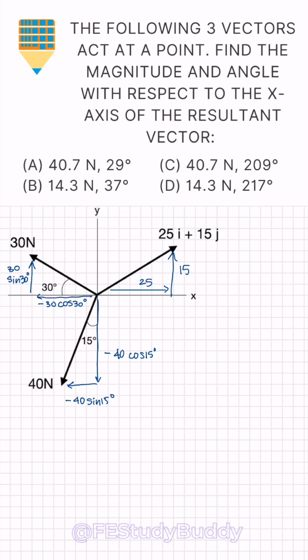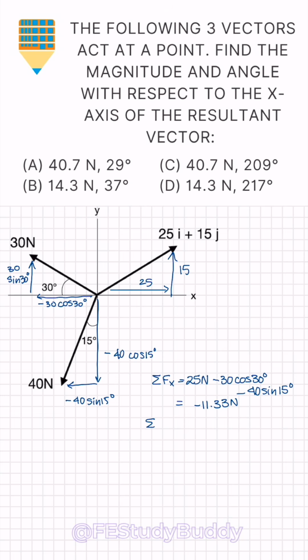To find the magnitude of our resultant, we'll start by finding the sum of the x components for all 3 vectors. Sum of forces in the x is equal to 25 newtons from our first vector, minus 30 cosine of 30 from our second vector, minus 40 sine of 15 from our third vector. We get negative 11.33 newtons.